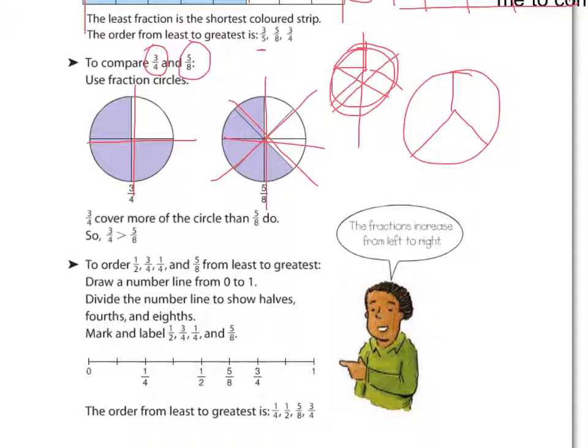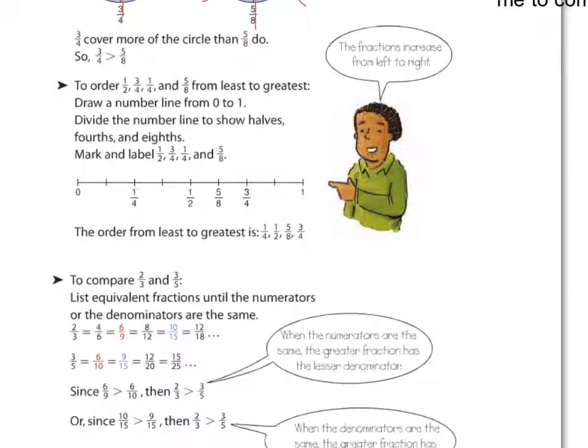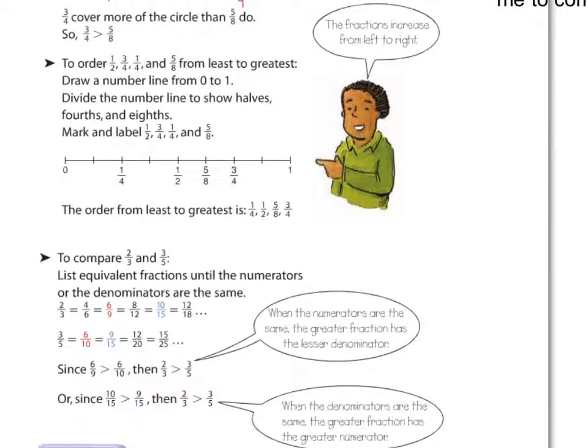The second last one is number lines. And with number lines, sometimes a benchmark is helpful. A benchmark is, okay, is this closer to 0? Is this closer to half? Or is this closer to 1? That is part of what we generally consider when we're comparing them on a number line.